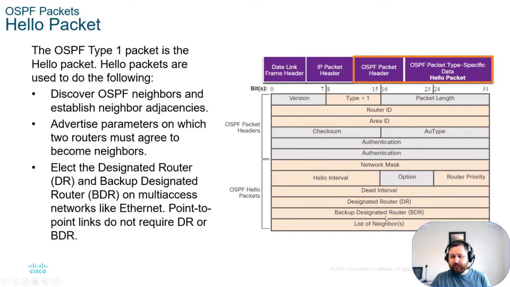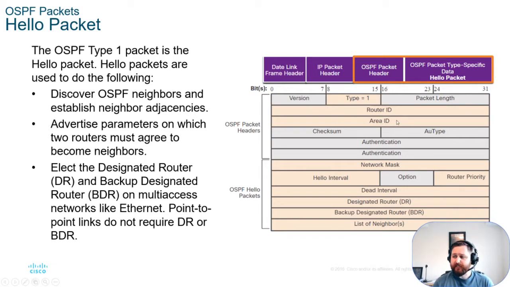Now, I'll get to those in just a sec, but the things that typically have to match in order for our routers to send traffic back and forth, or for a neighbor adjacency to occur, are: area ID must match, hello and dead interval must match, and network must match as well. So those 4 things have to match in order for our routers to establish adjacencies.